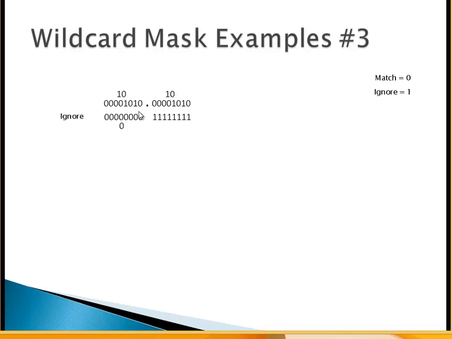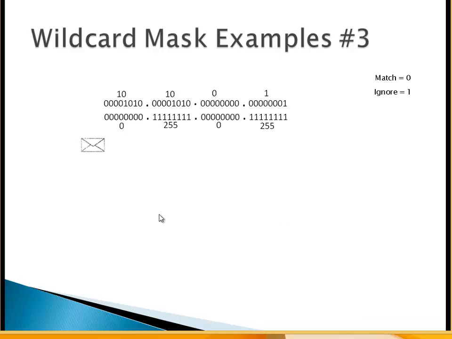So here we want to ignore this octet. Because we want to ignore this octet, it will be 255. Third octet is 0. But this octet we want to match. Now we put zeros, and that will be 0. The fourth octet is 1. We want to ignore this octet, so we put all ones. So now the wildcard mask will become 0.255.0.255.